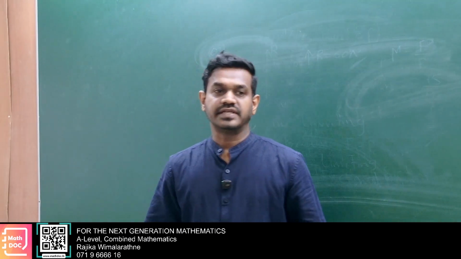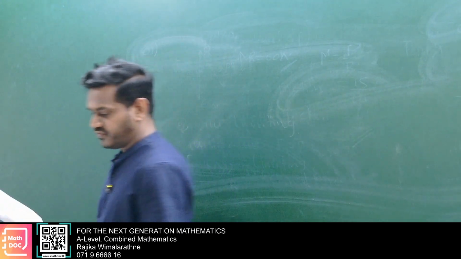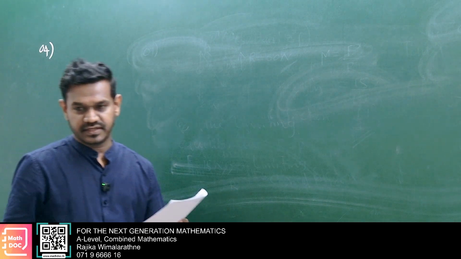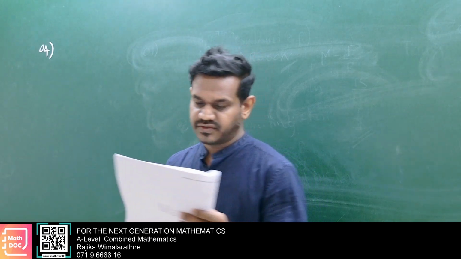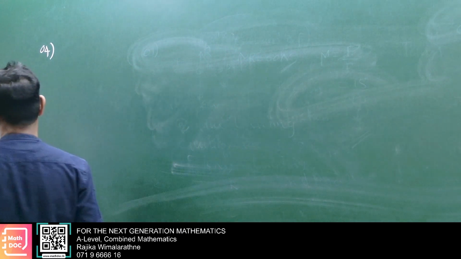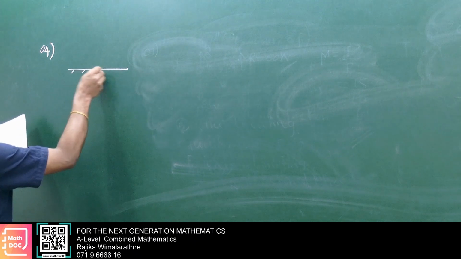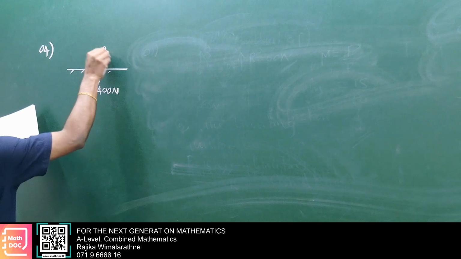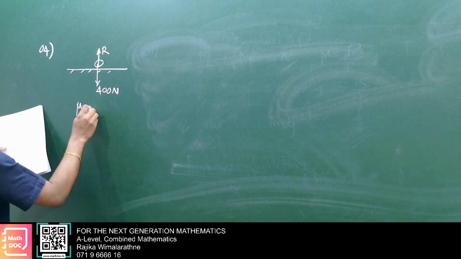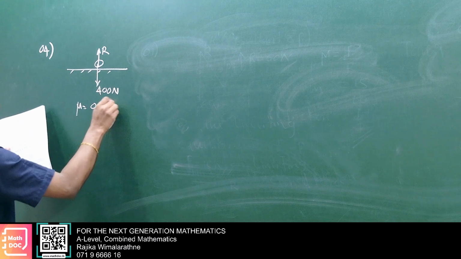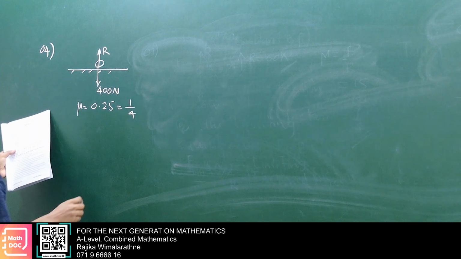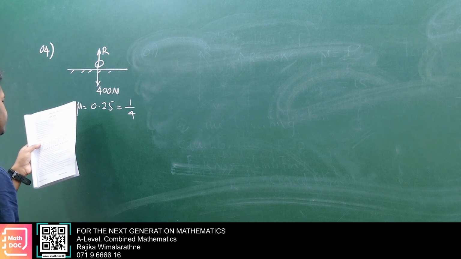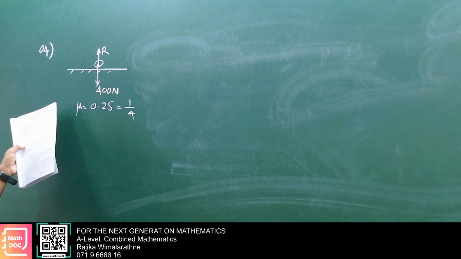Okay. Question number 4. A body of weight 40 kilograms is at rest on a rough horizontal plane whose coefficient of friction is 0.25. Weight is 400 Newton, reaction R, mu 0.25, better to write 1/4. Find the smallest force acting in the direction with cosine 3/5 with the horizontal, which causes the motion of the body.